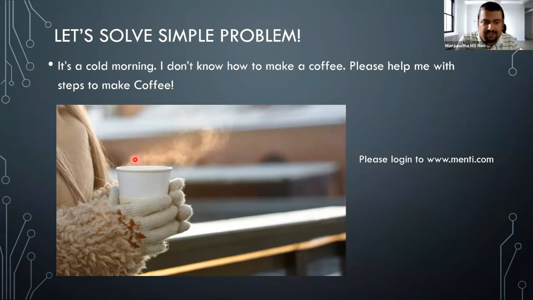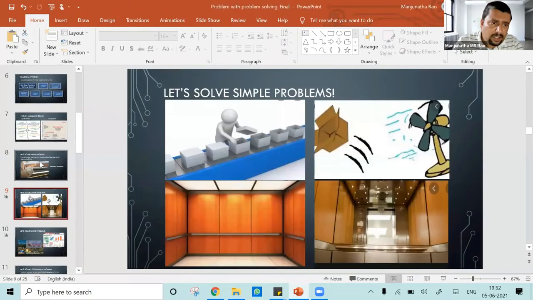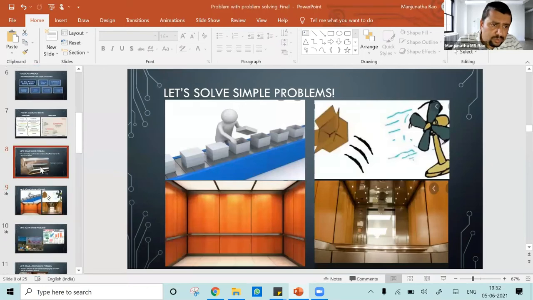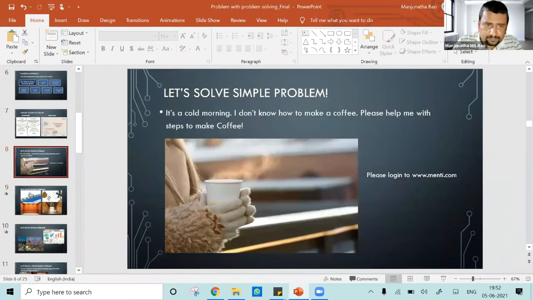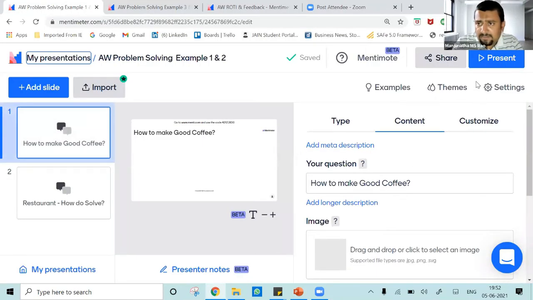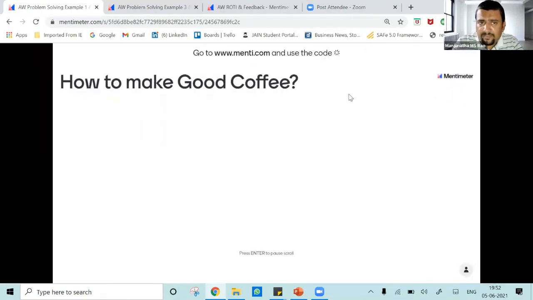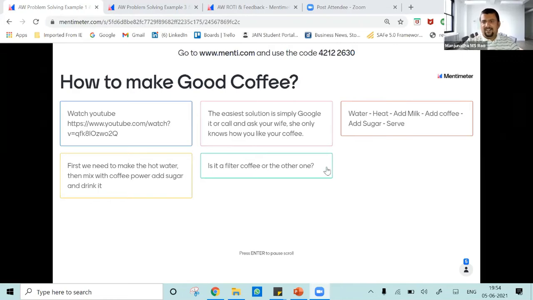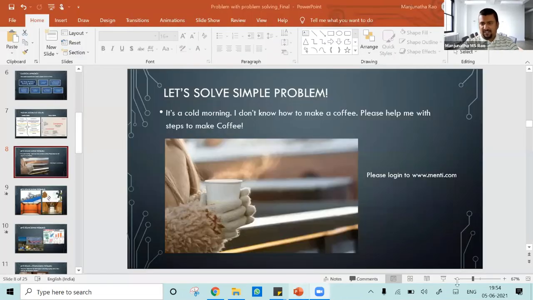If you have any questions or thoughts, just hold on for a couple of seconds. Let people who already know the solution start thinking about it and keying in. What I want you to do is go to menti.com, and let me present it here. Go to menti.com and it will ask the problem. It's quite simple, right?